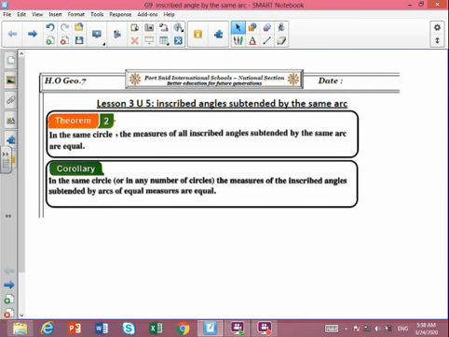This video will continue also the geometry. This is the third lesson in Unit 5: the inscribed angles suspended by the same arc.